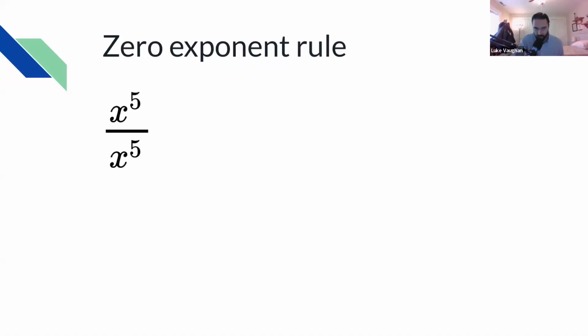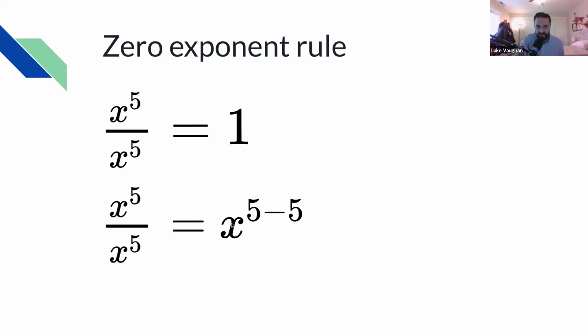The zero exponent rule is pretty interesting. Suppose I have the expression x to the fifth over x to the fifth. Now we know that that cancels and gives us 1. But I want to look at x to the fifth over x to the fifth in a different way. Remember, the quotient rule says that if we have the same base on the top and bottom being raised to some powers, we can take that base and raise it to the difference of the powers.